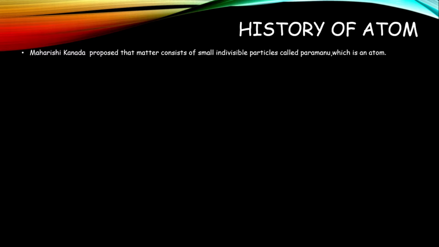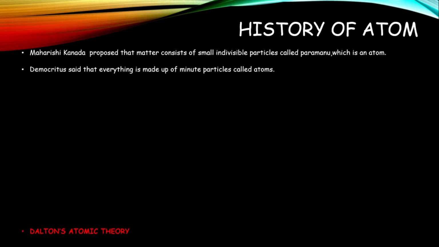Then came Democritus. He was a Greek philosopher and he said that everything is made up of minute particles called atoms. According to him, these atoms were the fundamental unit. He also called his theory the theory of the universe because he said that everything is covered in matter. Then came another English chemist, John Dalton, who in 1809 proposed the atomic theory.